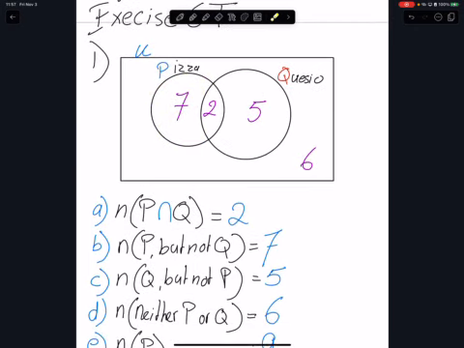C is just what we did, but in reverse. I asked the question, who only likes quesillo? So, only these 5 will raise their hands. That's it. And then I ask, neither in P or Q. So, raise your hand if you only like mathematics. So, these 6 people raise their hand. They do not like pizza and do not like quesillo. They only like mathematics.